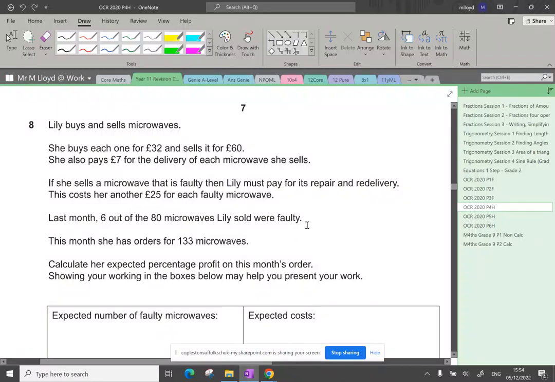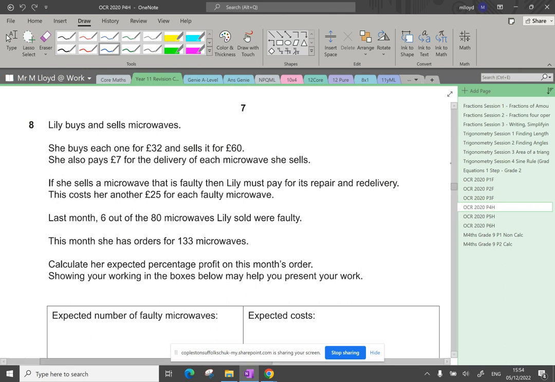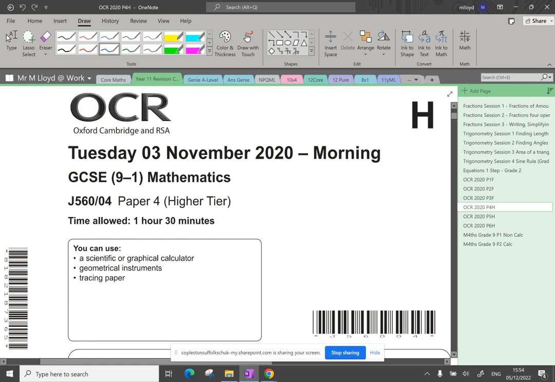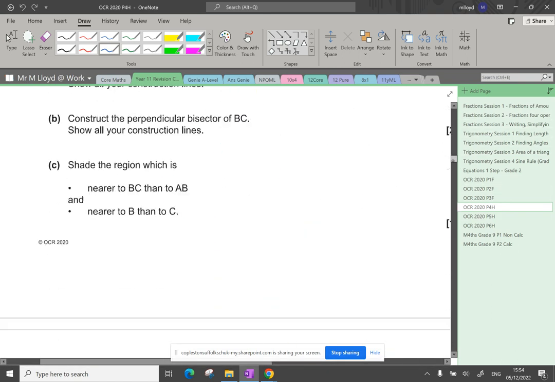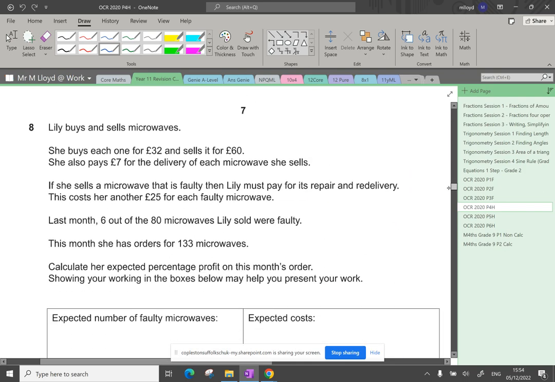Hello, so going from question 8 on this higher paper for November 2020, this paper 4, calculator paper. So we are at question 8. Lily buys and sells microwaves. I'm just going to double check that we've got the right paper. Of course, use that scientific calculator, super. So this is one of the nicest laid out questions I think I've seen for a long time.